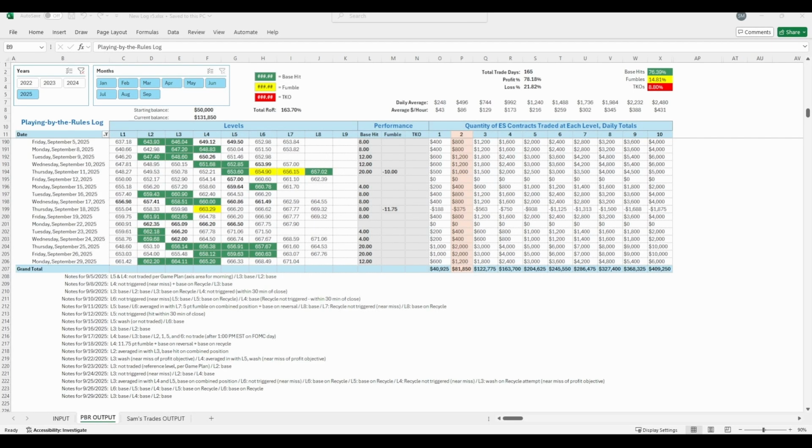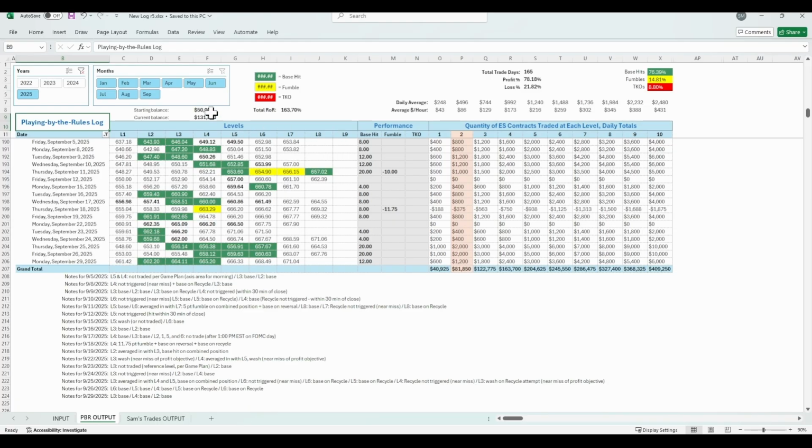Okay, so here we are at the tracking logs. And as you probably know, there are two: the playing by the rules log, and then in a minute, I'll show you the Sam's trades log, which are my personal trades. So the reason I keep this playing by the rules log, it should be self-evident, but if you were treating every single level the same way, trading them the same way per the rules, which are explained in that course, then here are the results. Here are the theoretical results you could get.